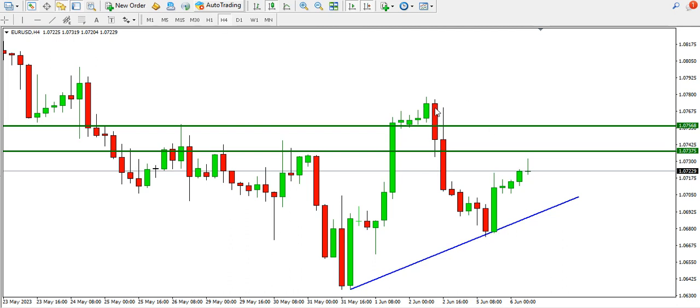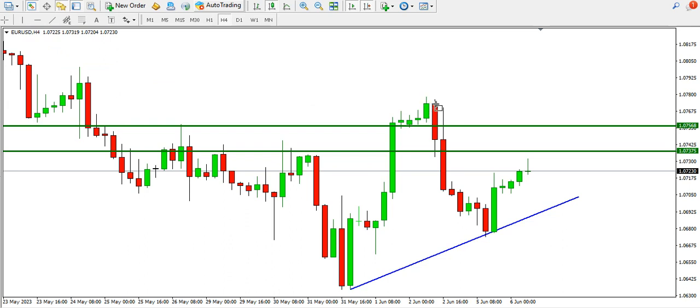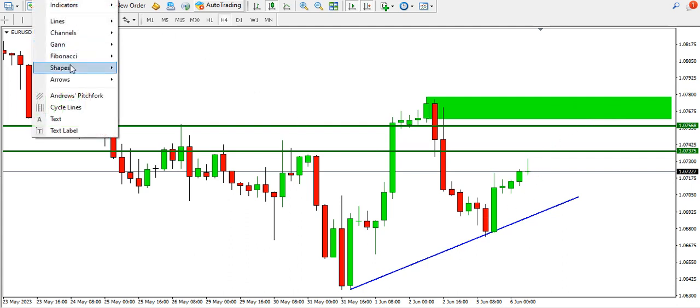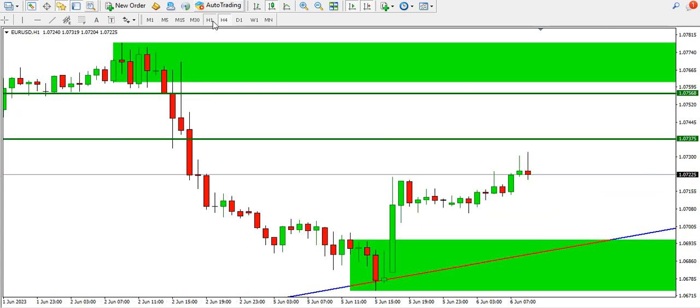But we have this particular order block on the 4-hour time frame that might serve as resistance to price. If price is going to go up, this order block might serve as resistance. But if price is going to drop, we have this order block on the 4-hour chart that can also serve as support to price. But that's that for the 1-hour time.